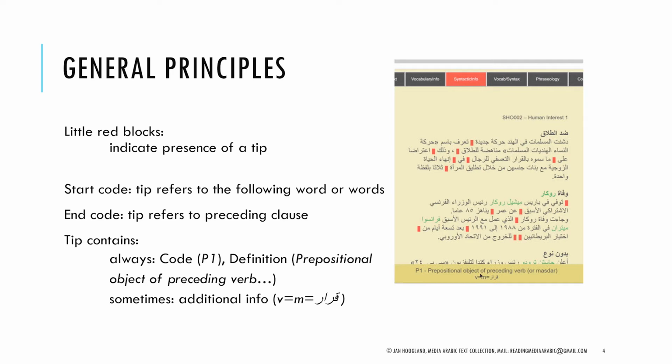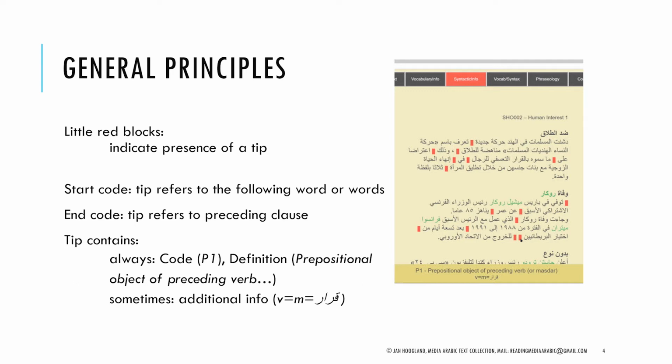There are start codes and end codes. Start codes refer to the words following the code. So if we see this red block here, the tip that will be there refers to the word or words following. On the other hand, there are end codes as well. I'm not sure there is one in this text, but this would mean this could be a candidate for an end code.